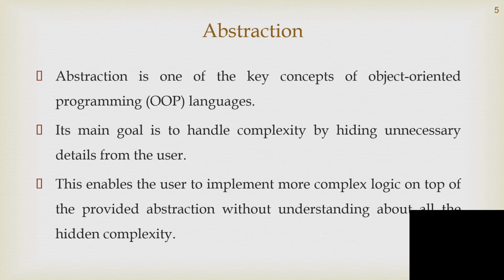The main concept in object-oriented programming is abstraction. Abstraction is nothing but hiding implementation details. Abstraction is one of the key components of object-oriented programming languages. The main goal is to handle complexity by hiding the unnecessary details from the user. It enables only the important things to the user. It won't show the complex logic to the user.